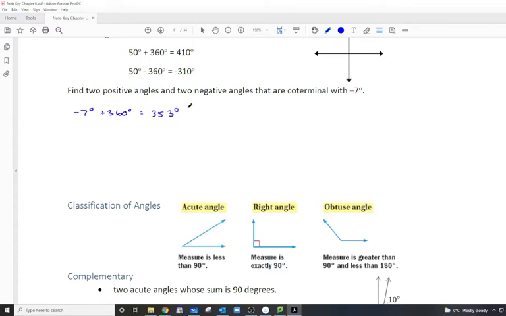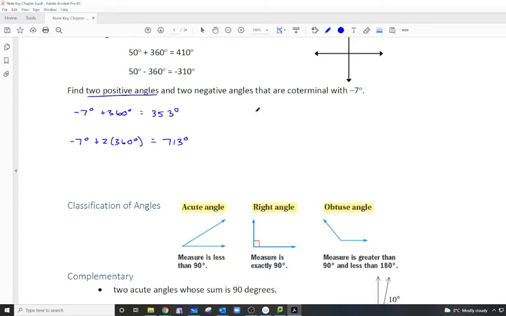So you're just plugging into your calculator, negative 7 plus 360, and you get 353 degrees. If I wanted to find another positive angle, I could add another 360 onto this, or negative 7, I could have added 2 times 360. I could have done 2 full rotations. So either add another 360 onto the answer you have, or add 720, and you're going to get 713 degrees. So 713 degrees is 2 ways around, and then the 7 taken away.